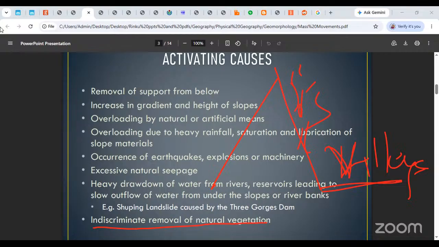Are we good here, people? Have you understood this? Very rarely will you be asked. Sometimes UPSC poses a question where it will give you 4 options and ask which of these are activating causes or which of these are factors for a landslide or not. But you need to remember this, okay?